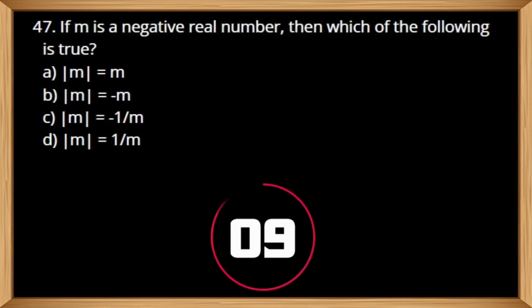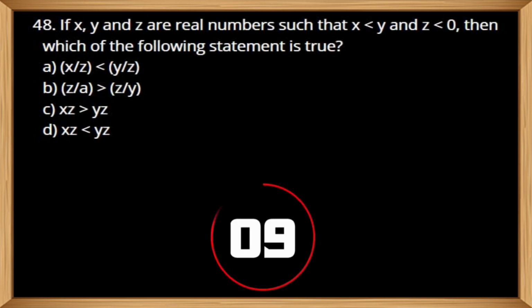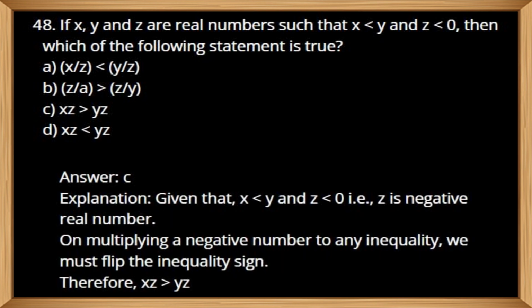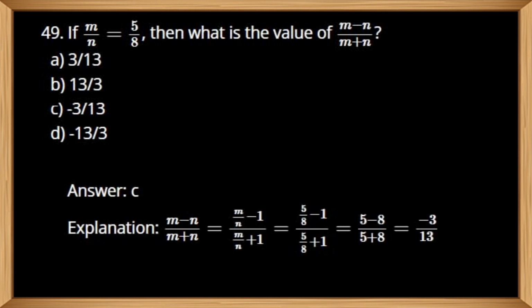If m is a negative real number, then which of the following is true? Option B absolute value of m is equal to minus m. If x, y, z are real numbers such that x less than y and z less than 0, then which of the following statement is true? Option C xz greater than yz. If m by n is equal to 5 by 8, then what is the value of m minus n by m plus n? Option C minus 3 by 13.